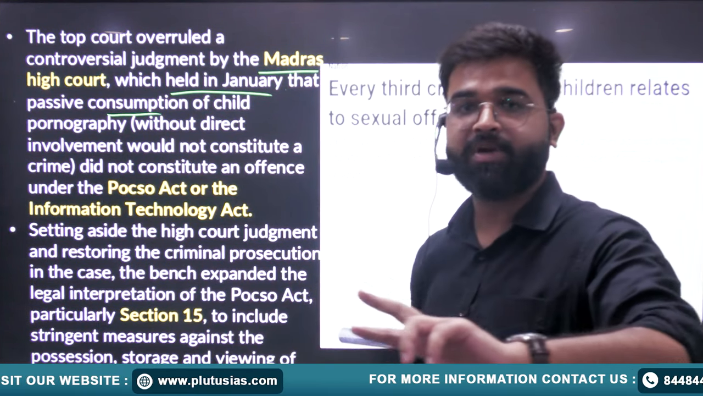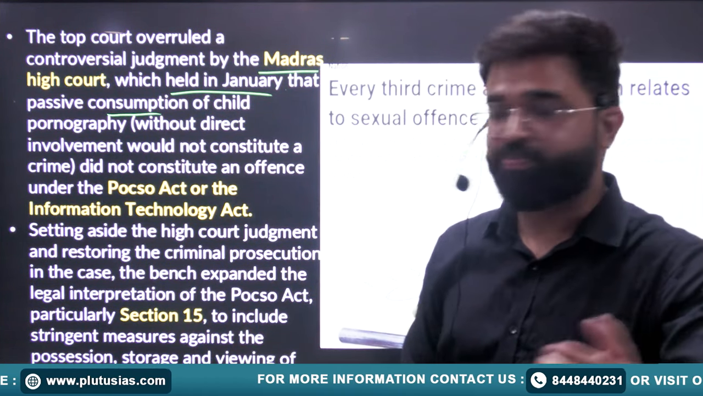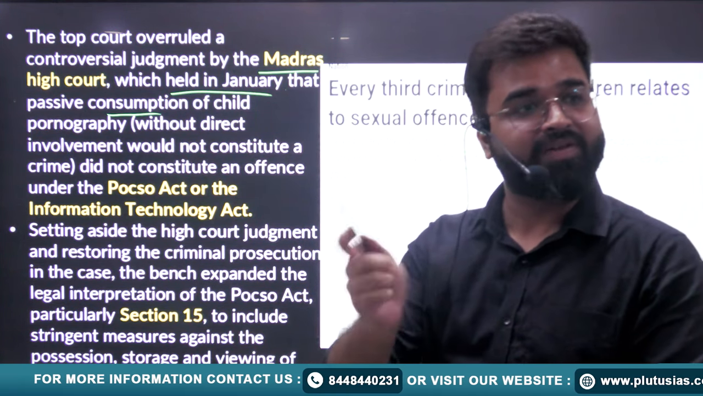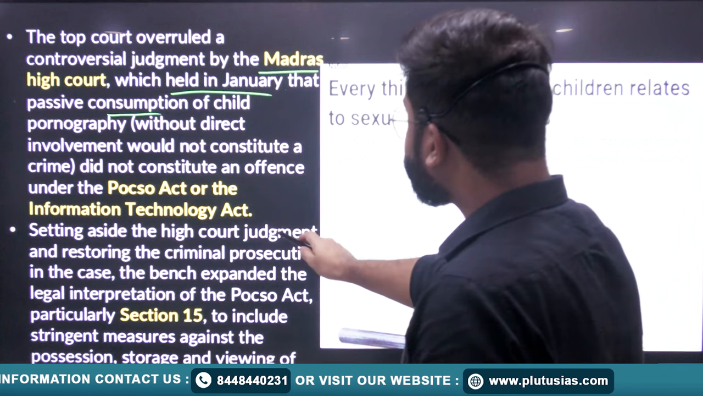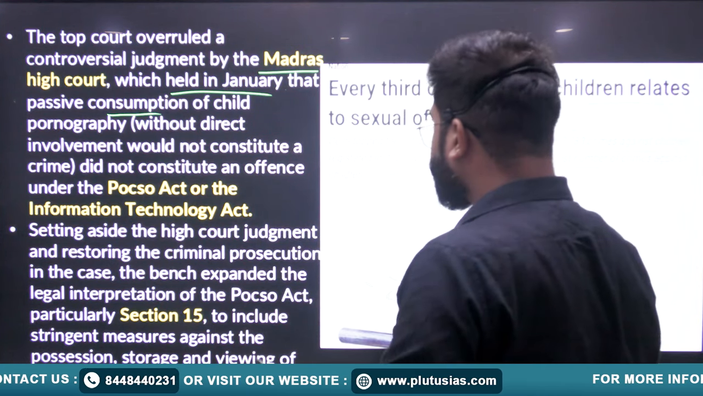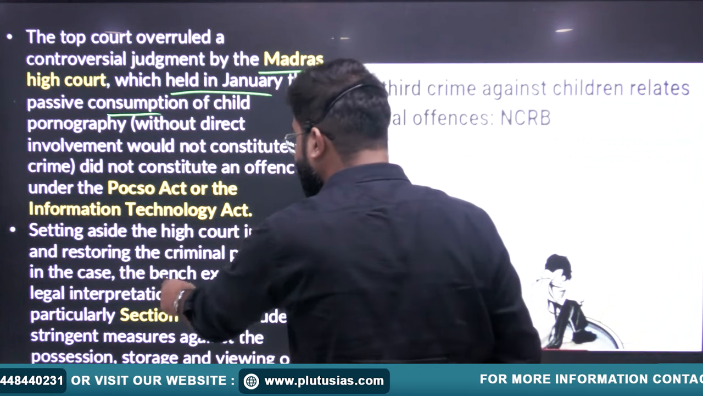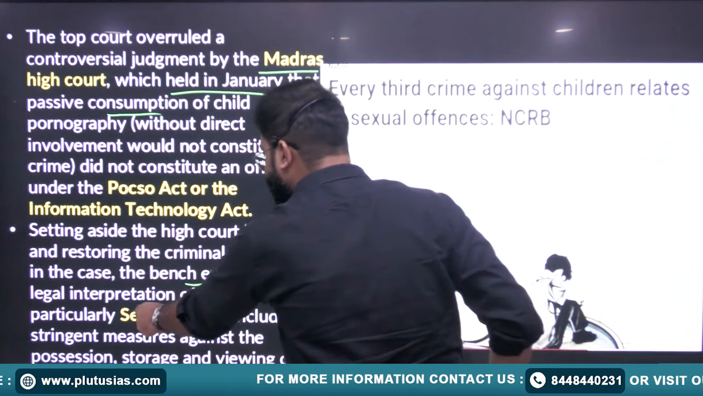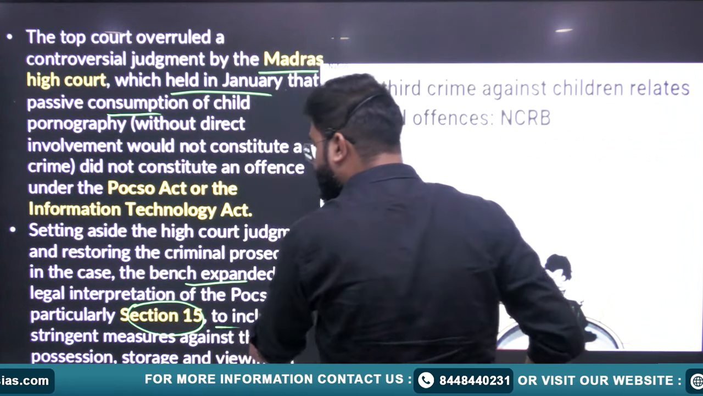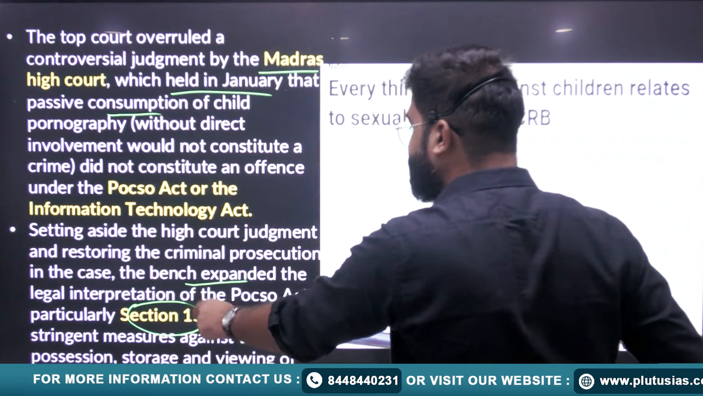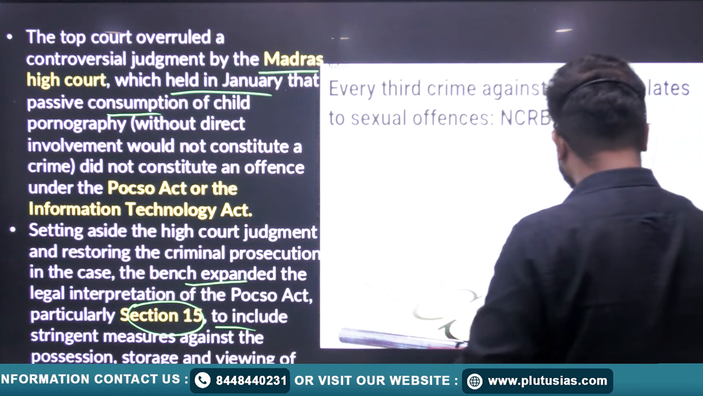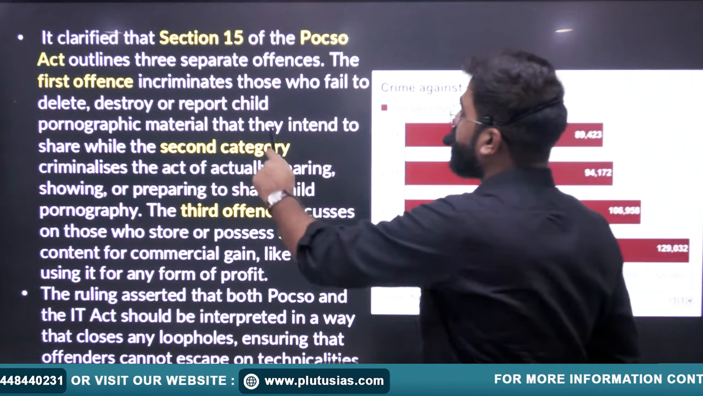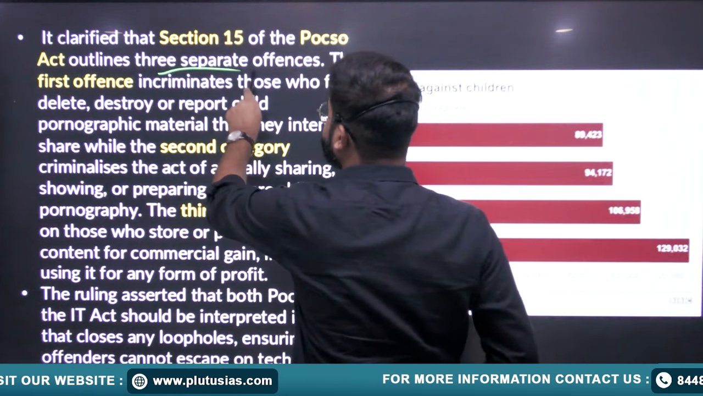But this particular judgment is overruled by the Supreme Court. They are saying that passive consumption is also a criminal act. Setting aside the High Court judgment, restoring the criminal prosecution in this case, the bench expanded the legal interpretation of the POCSO Act Section 15 to include stringent measures against the possession, storage and viewing of child pornography. It clarified Section 15 of the POCSO Act outlines three separate offenses.